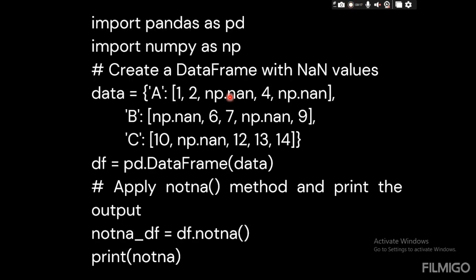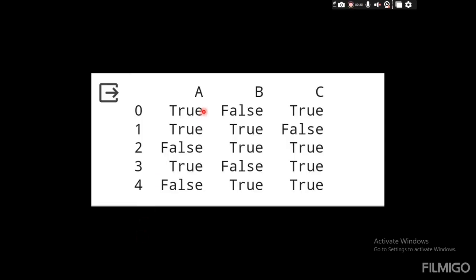So same source code, but here we used df.notNa and we printed out this variable. In this output we got a true value if and only if the corresponding value is not a nan or missing value.